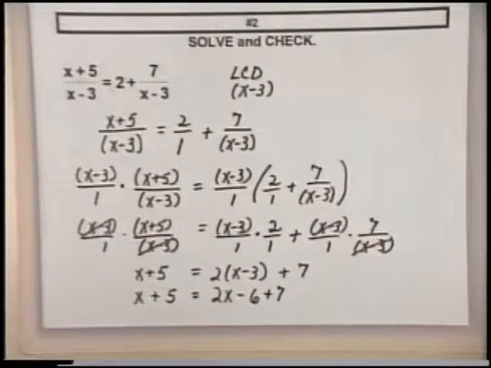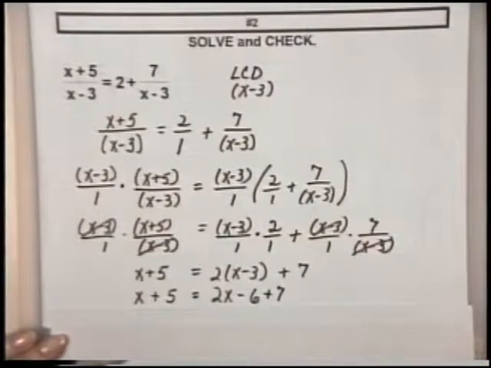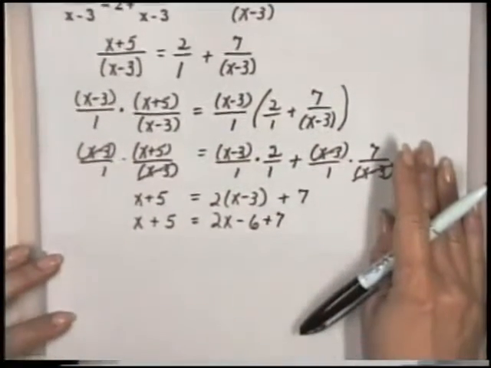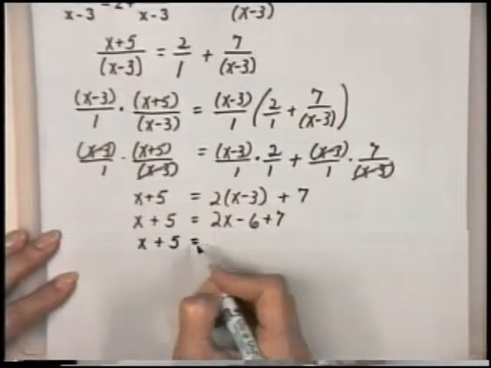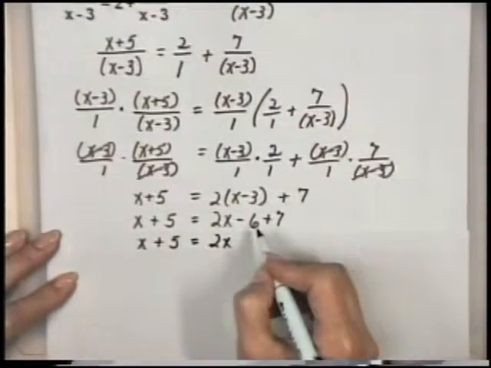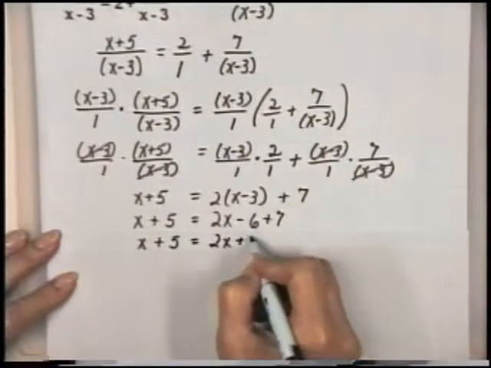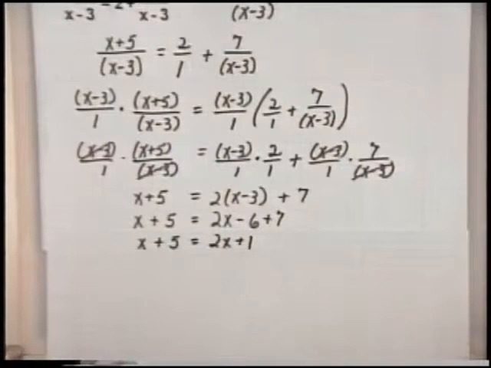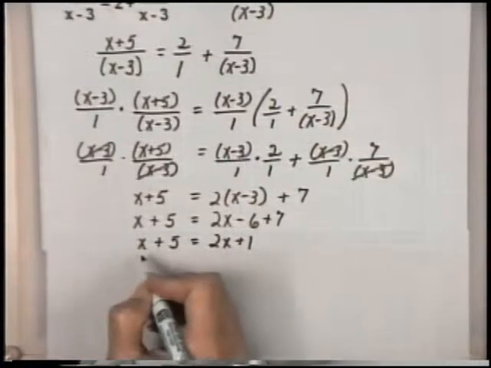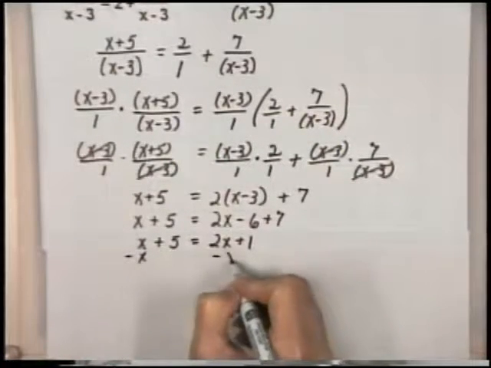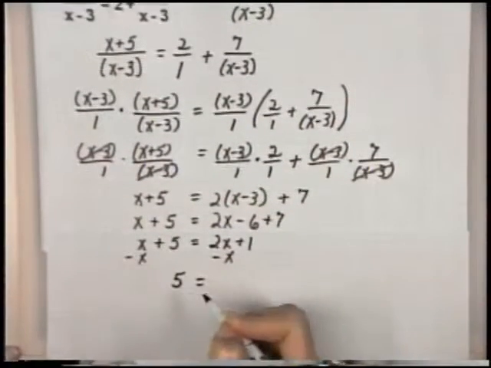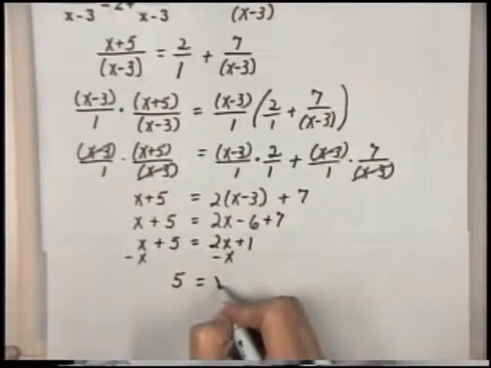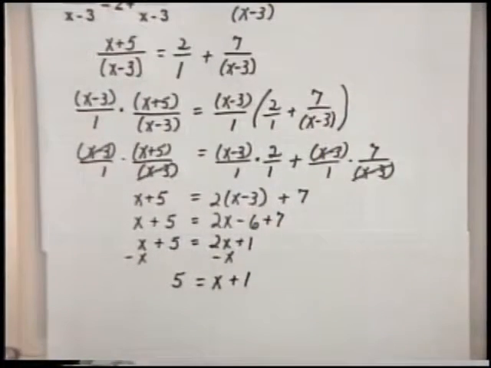Combining like terms, I will have x plus 5 equals 2x minus 6 plus 7, which will give me a plus 1. This equation is a linear equation, so I know I want to get all my x's on one side. I will choose to move this x by subtracting x from both sides of the equation. x subtract x is 0x. I am left with 5 equals 2x subtract x is x plus 1.